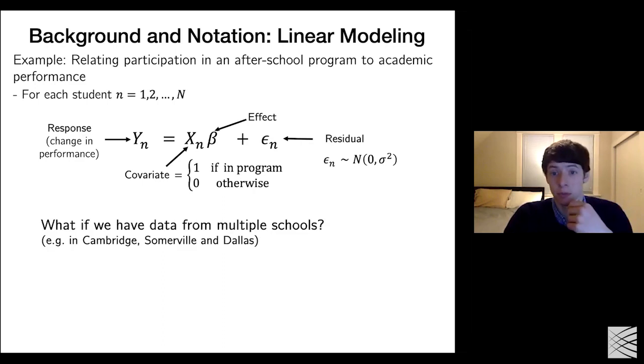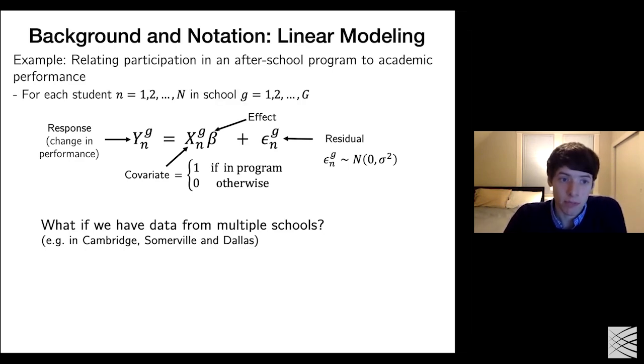But here we're asking, what do we do if we have data from multiple schools? For example, imagine we have one in Cambridge, another one in Somerville, and another one in Dallas. How do we proceed in this setting? We can certainly accommodate this situation in our model and in our notation by introducing a superscript G to indicate the school that we're talking about, ranging here from 1 to 3, where G is the number of groups.